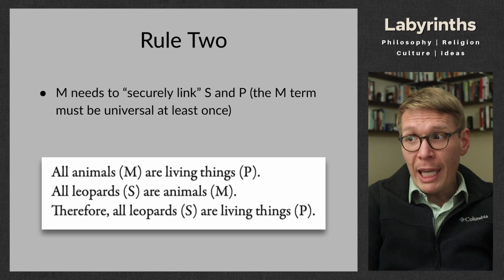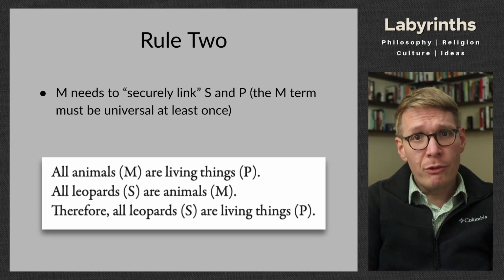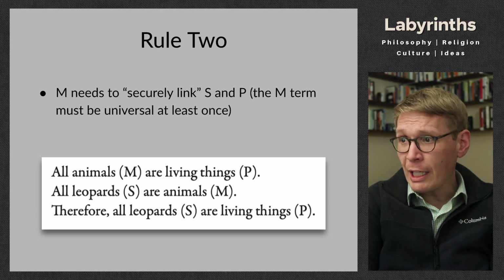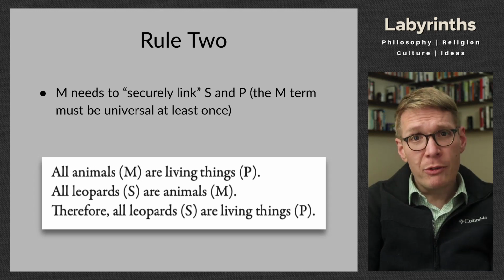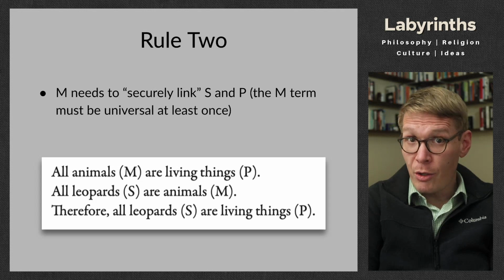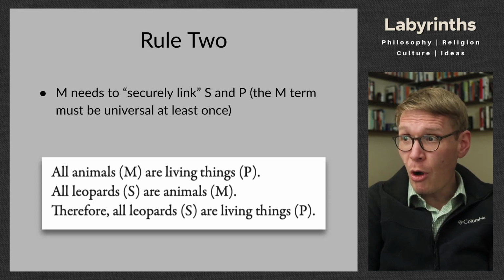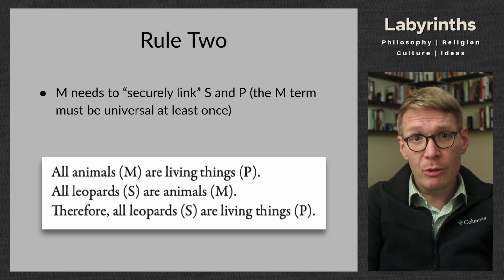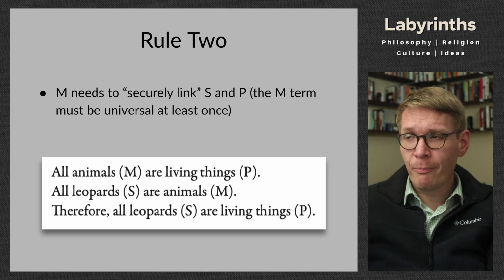The middle term, animals, does in this case securely link the subject and the predicate, leopards and living things, because it appears at least once universally in the argument. That is, in the first premise here, all animals are living things. The middle term is universal, animals.